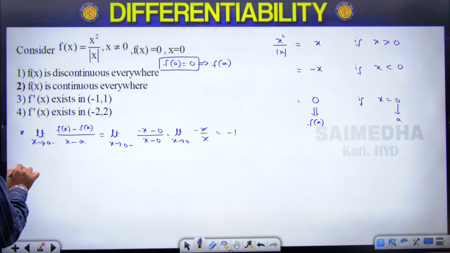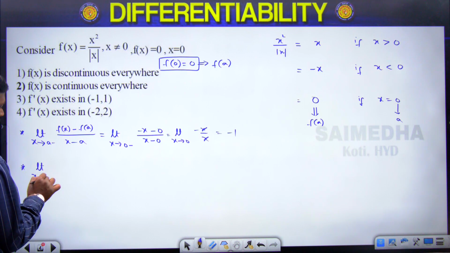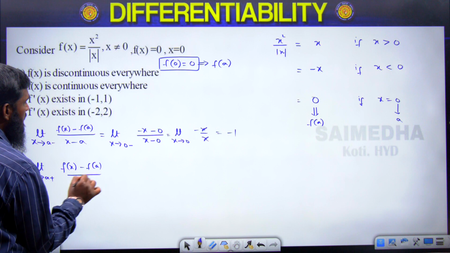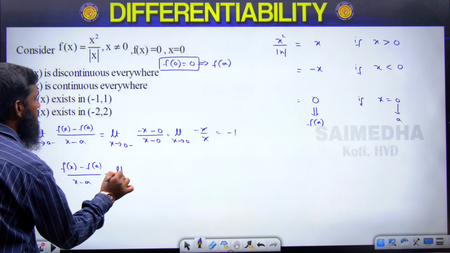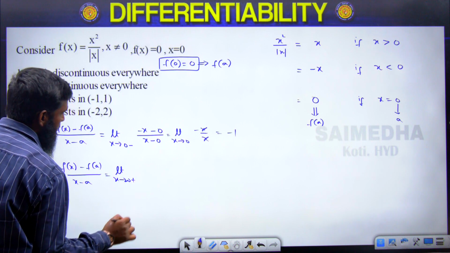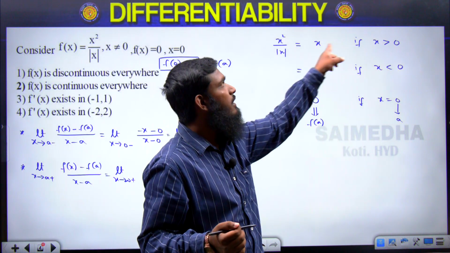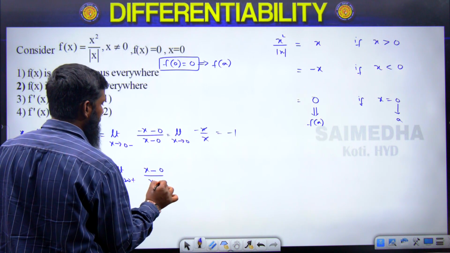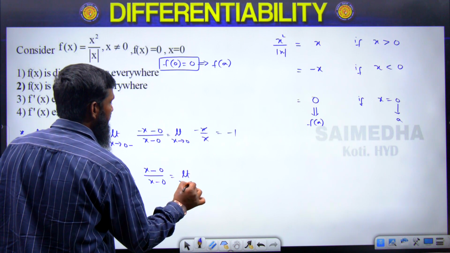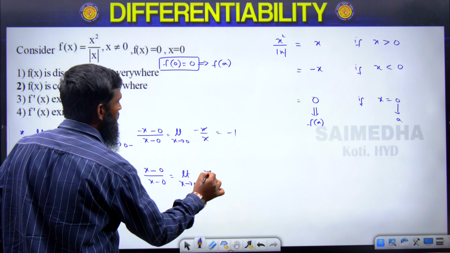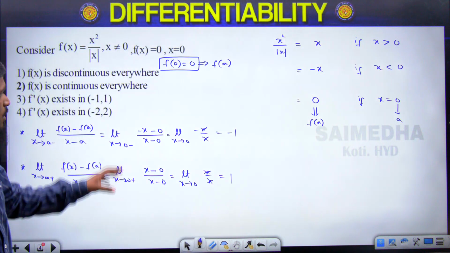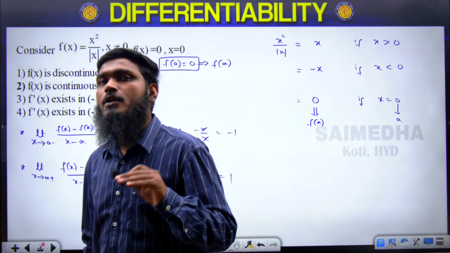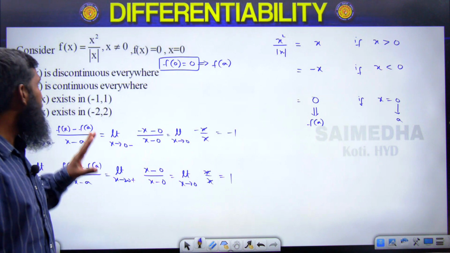Now next, let us go for limit x tends to a plus. A plus means f of x minus f of a divided by x minus a, which is equal to limit x tends to 0 plus. 0 plus means f of x is equal to x. So we take x minus 0 divided by x minus 0, which is equal to limit x tends to 0 of x by x, and the answer is 1. Okay. Now by this, if we are not getting the same values, then we can say f of x is not differentiable. But we have to check continuity also now.